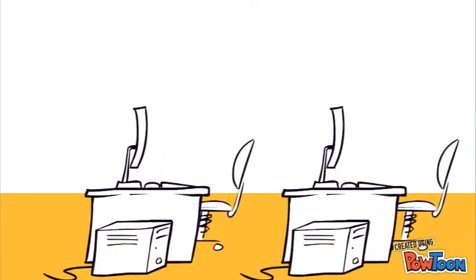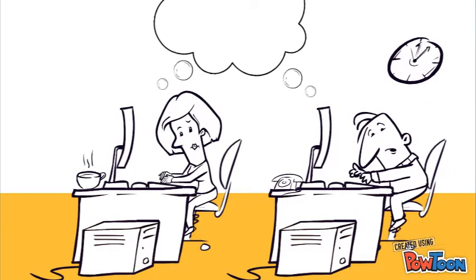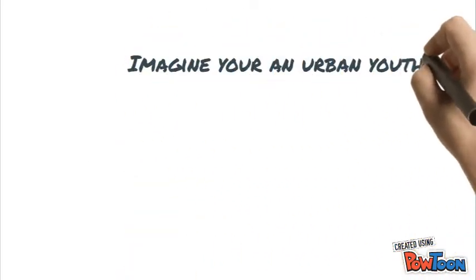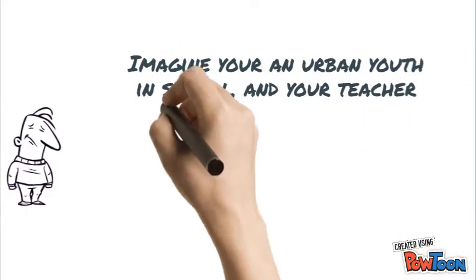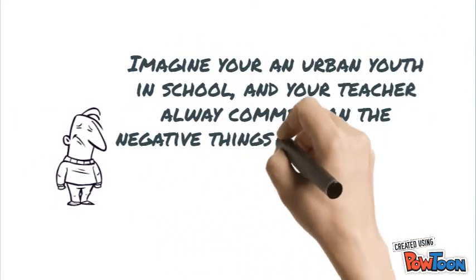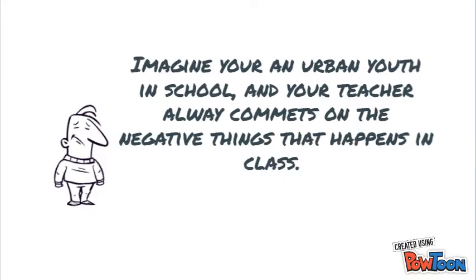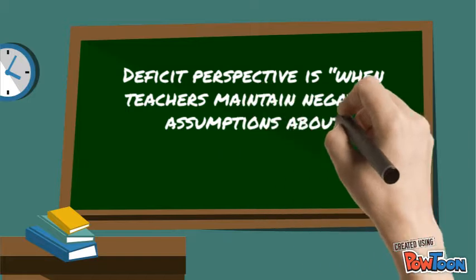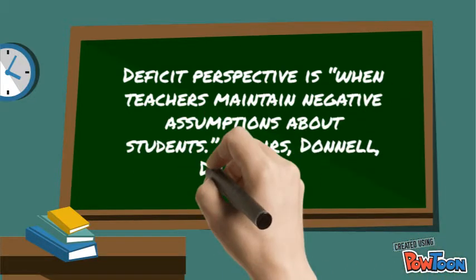The critical issue I chose was the deficit model. So, what exactly is the deficit model? Now, imagine you're an urban youth in school, and your teacher is always commenting on the negative things that are happening in class. Deficit perception is when teachers maintain negative assumptions about students.